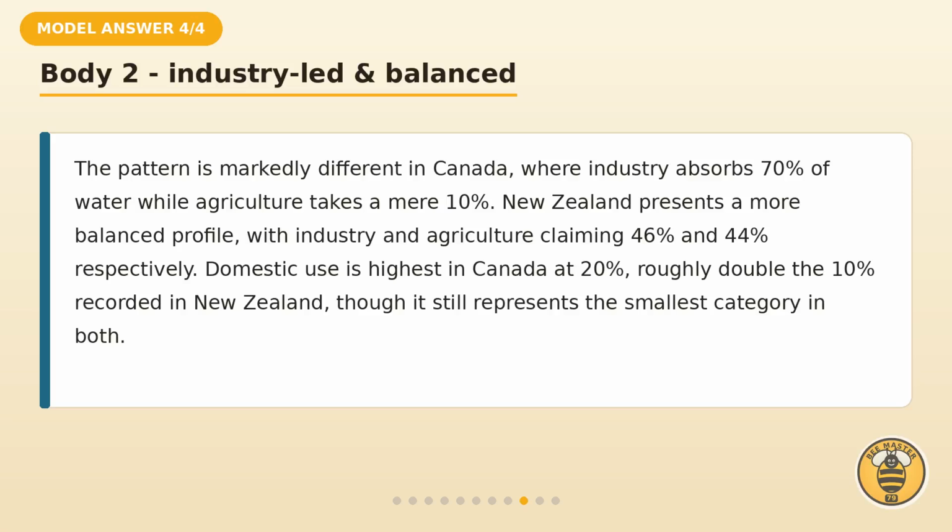Body 2. The pattern is markedly different in Canada, where industry absorbs 70% of water while agriculture takes a mere 10%. New Zealand presents a more balanced profile, with industry and agriculture claiming 46 and 44%. Domestic use is highest in Canada at 20%, roughly double the 10% in New Zealand, though it still remains the smallest category in both.